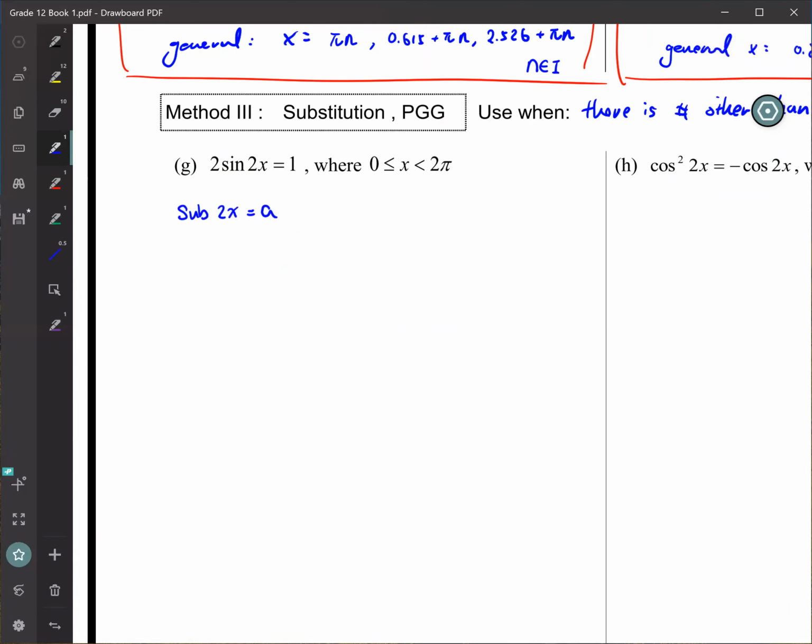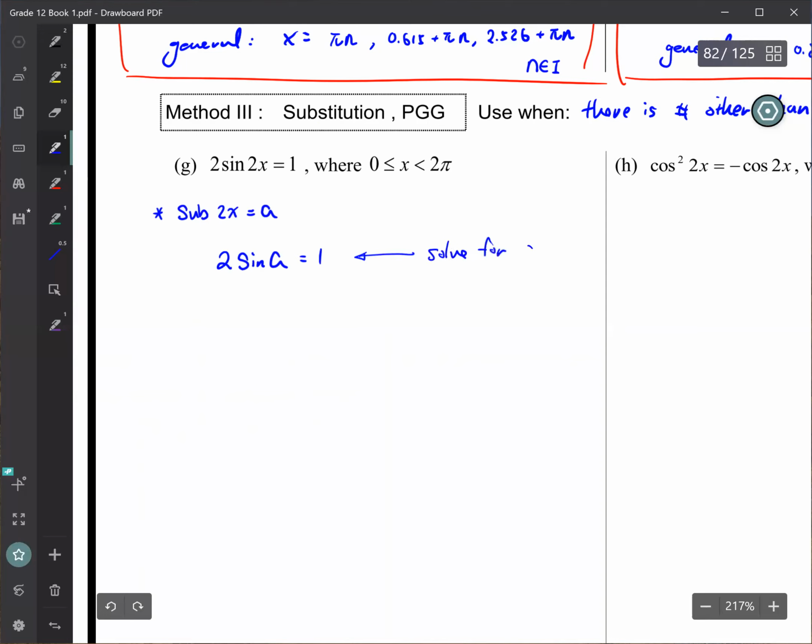Okay, I'm going to sub 2x as a, so that way we turn the question into something we know how to do, right? Then we can use method 1 and 2. Once we substitute 2x as a, the question now becomes 2 sine a equals 1. And then from here on, we'll solve for a.